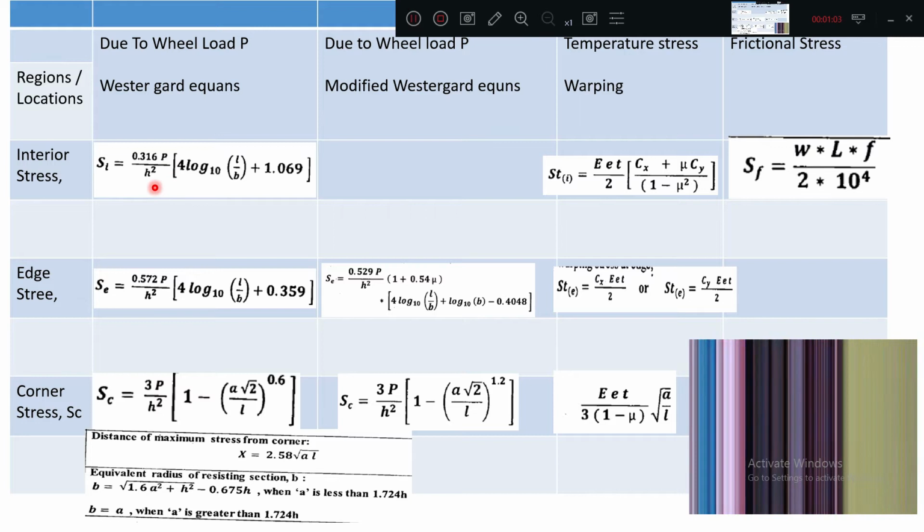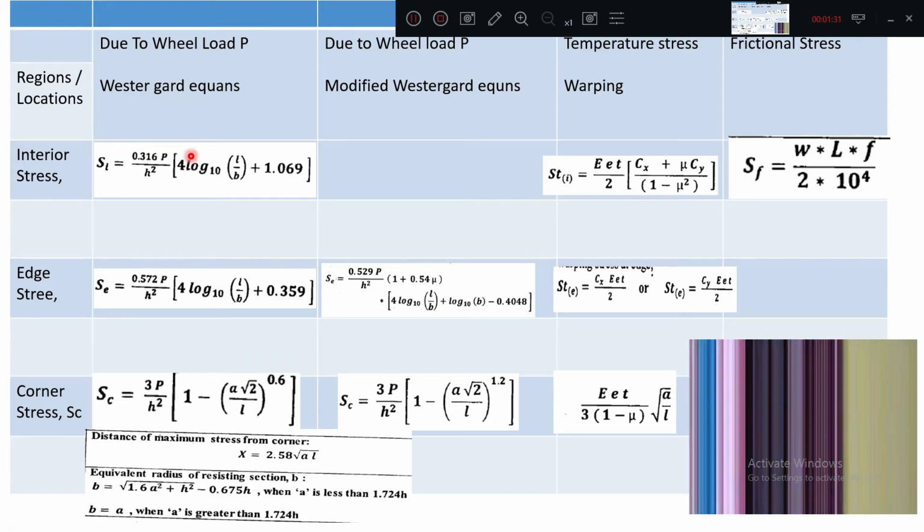H is thickness of the slab, L is radius of relative stiffness, B is calculated from this formula. B is equivalent radius of resisting section. How to calculate B? You should use this formula when A is less than 1.724 H. You should use this formula when A is greater than 1.724 H. This is already given in the sheet, but this table I have made for understanding all the things.